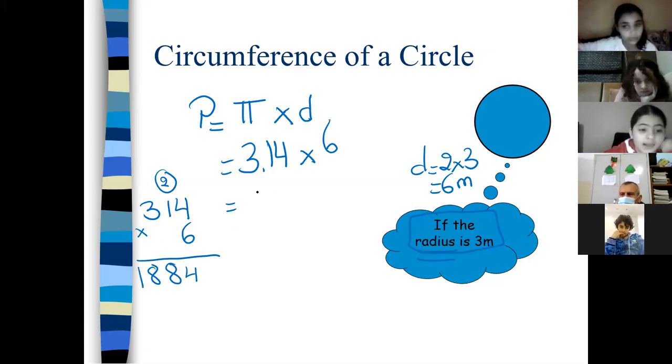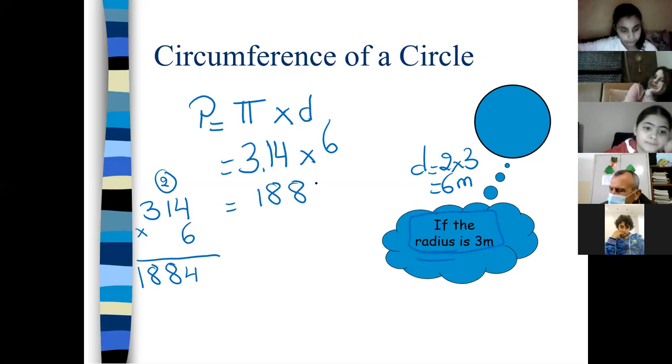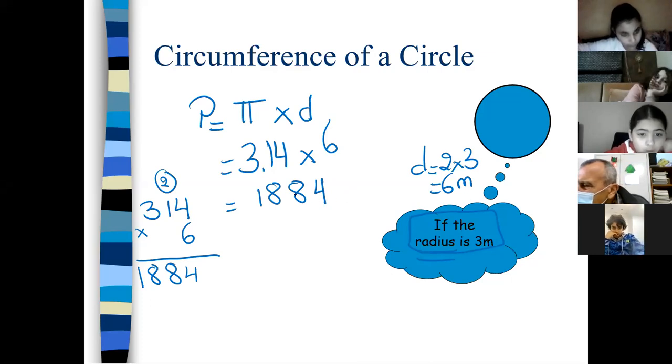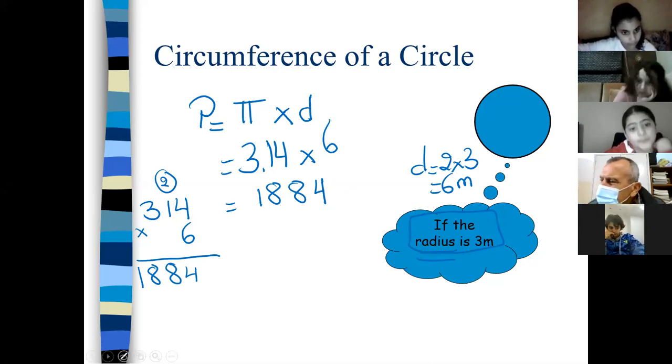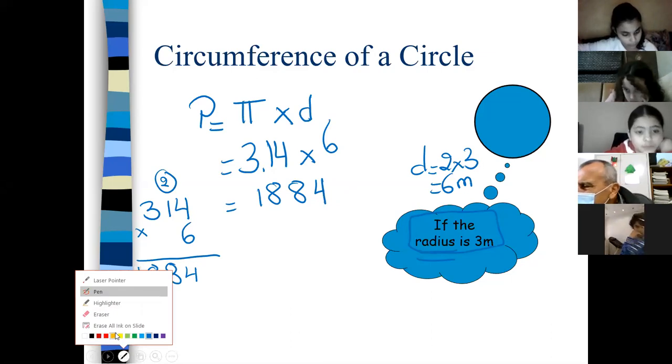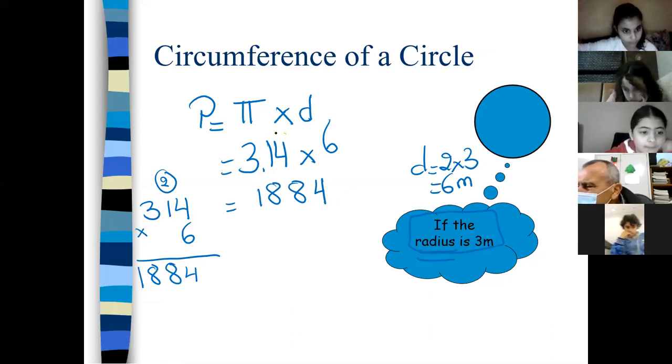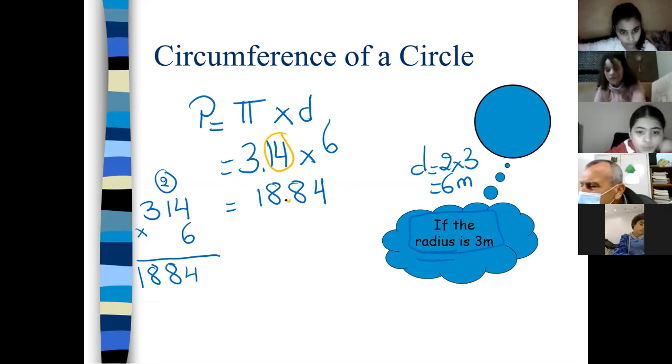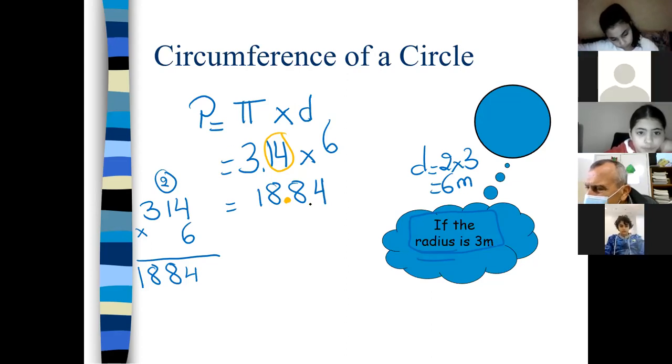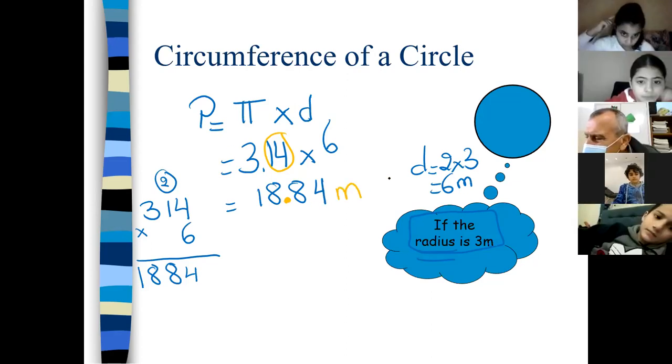Where should I place the decimal point? How many digits should I count? We place the decimal point between 18 and 84. We count the digits in the decimal part. We have here 2 digits, so we start from the right side. 1, 2, then we place the point here. So the perimeter of a circle is 18.84 meters. Clear?